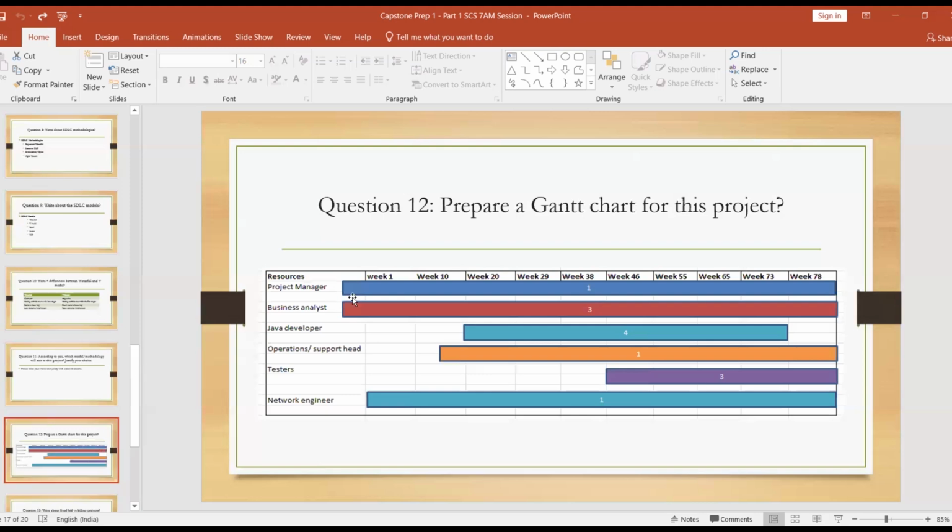And the next, 12th question, is the Gantt chart. Prepare a Gantt chart for this particular project. In the sense, you have to prepare your Gantt chart for whichever project you are going to do, depending on your case study.